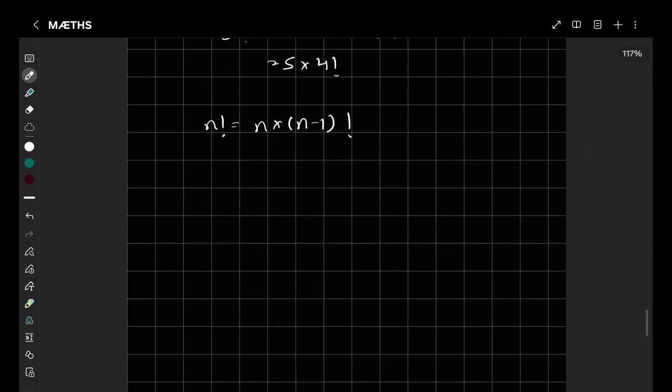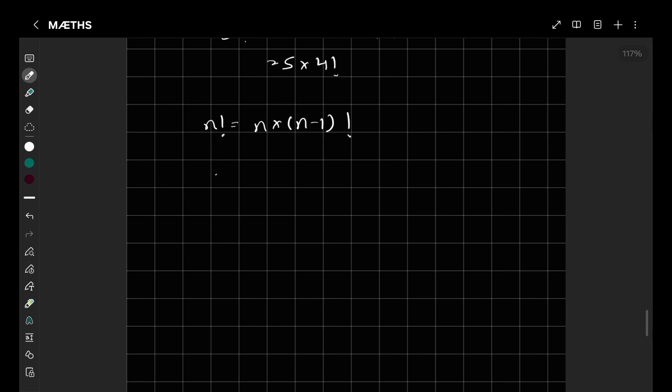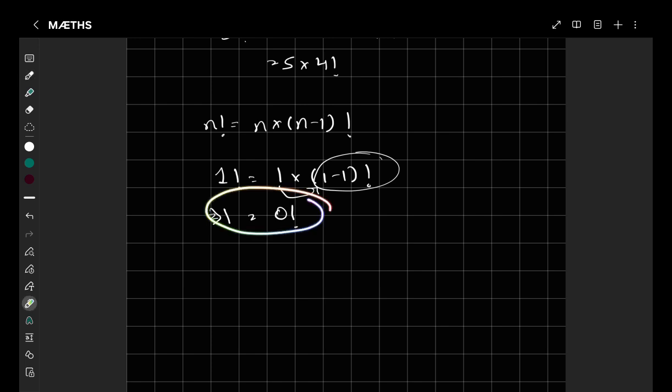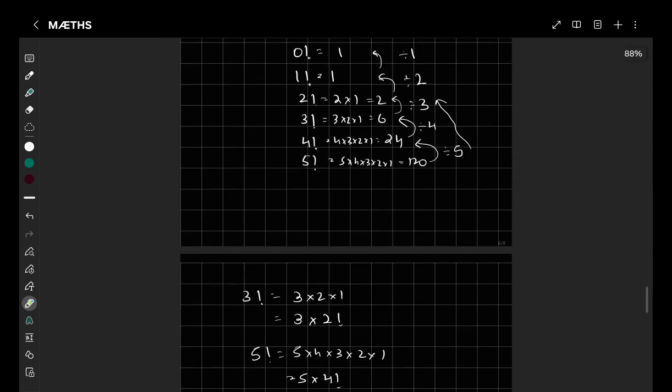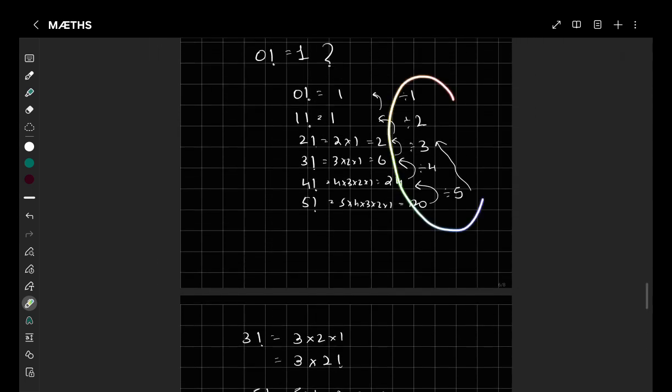Now we'll be taking n equal to 1. So 1 factorial equals 1 into 1 minus 1 factorial. 1 factorial is again 1, and 1 multiplied by anything will be that value only. So 1 minus 1 is 0, that is 0 factorial. So this is one method of showing 0 factorial equal to 1, and using a series, using a pattern, is another method of showing that 0 factorial is equal to 1.